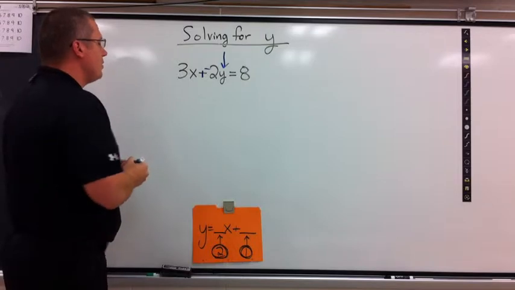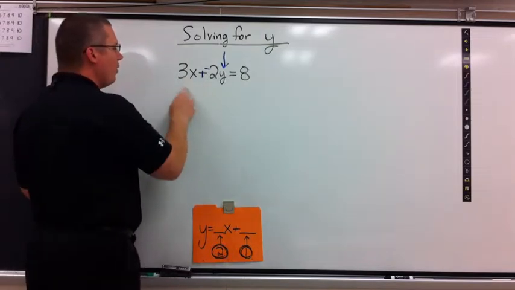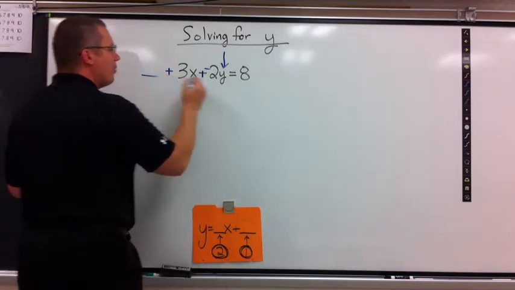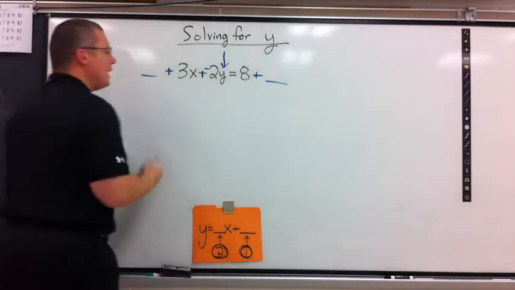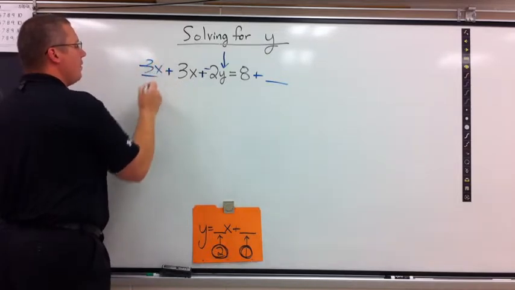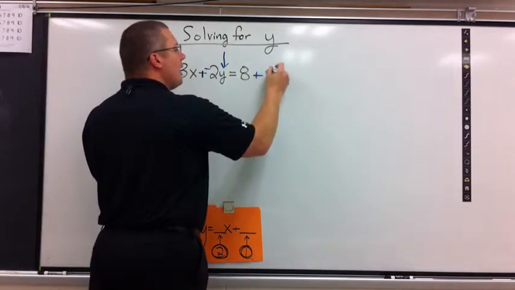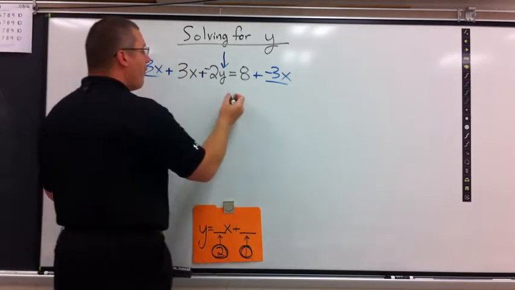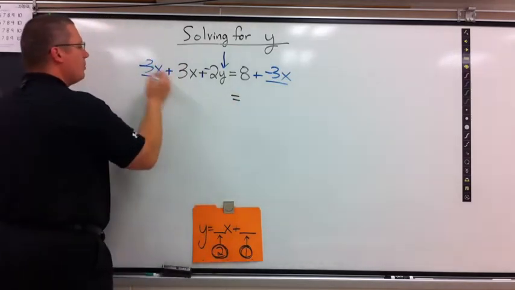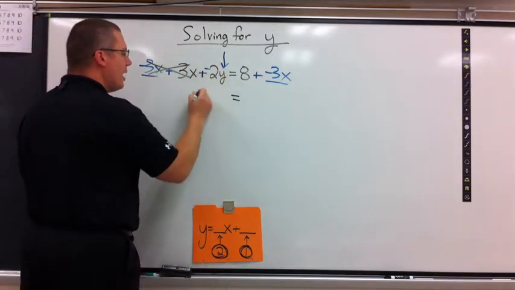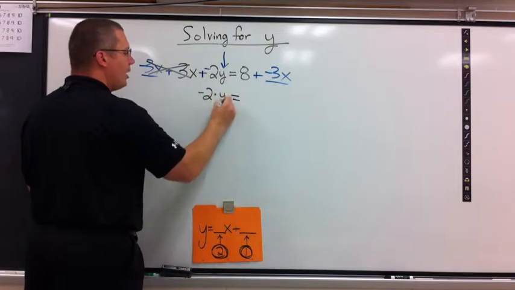Now I have to ask myself, can I get rid of the added number first? Yes, I can. What do I add to get rid of a 3x? I need its opposite. Its opposite is negative 3x. If I do it to one side in algebra, I must do it to the other. So let's see what the fallout is. Negative 3x plus 3x is 0. The only thing I'm left with on this side is negative 2 times y.